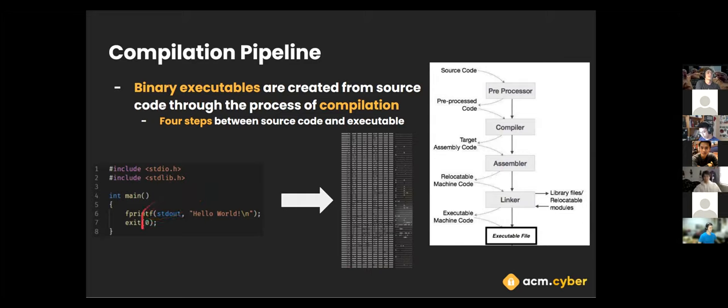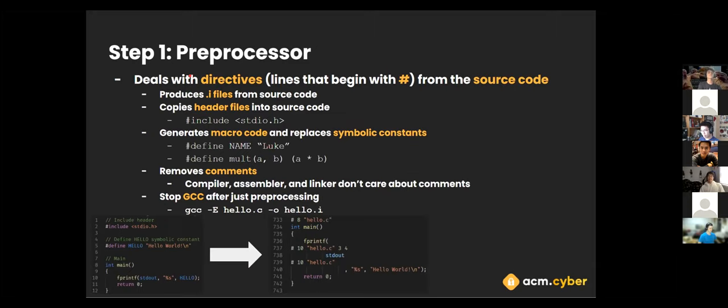This is how we take this simple little hello world program into these frightening zeros and ones that you see down there. The very first step in compilation is the preprocessing stage, done by the preprocessor, which deals with directives, lines that begin with the pound symbol. I'm sure you've all done some of these, like including a library or defining a macro. In this stage, it copies header files, generates macro code to replace symbolic constants, and removes comments, because the compiler could not care less about your comments. To stop GCC right after preprocessing, we use the -E flag. I'm going to demo all of these later. It also produces what's called the .i file.